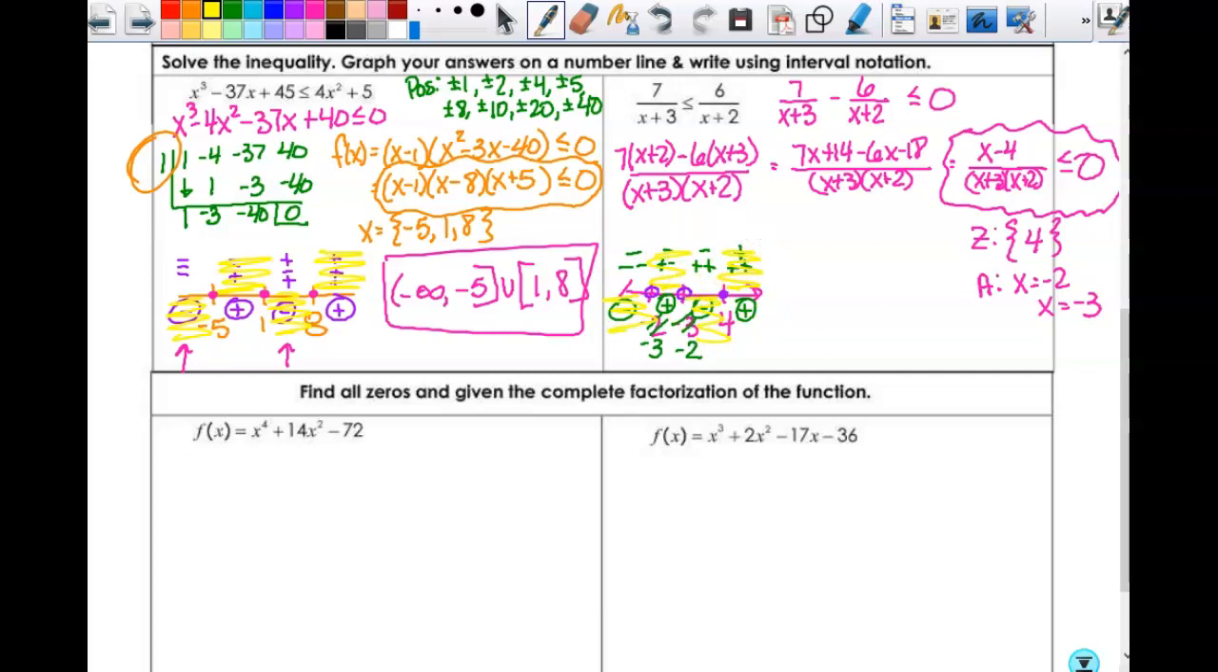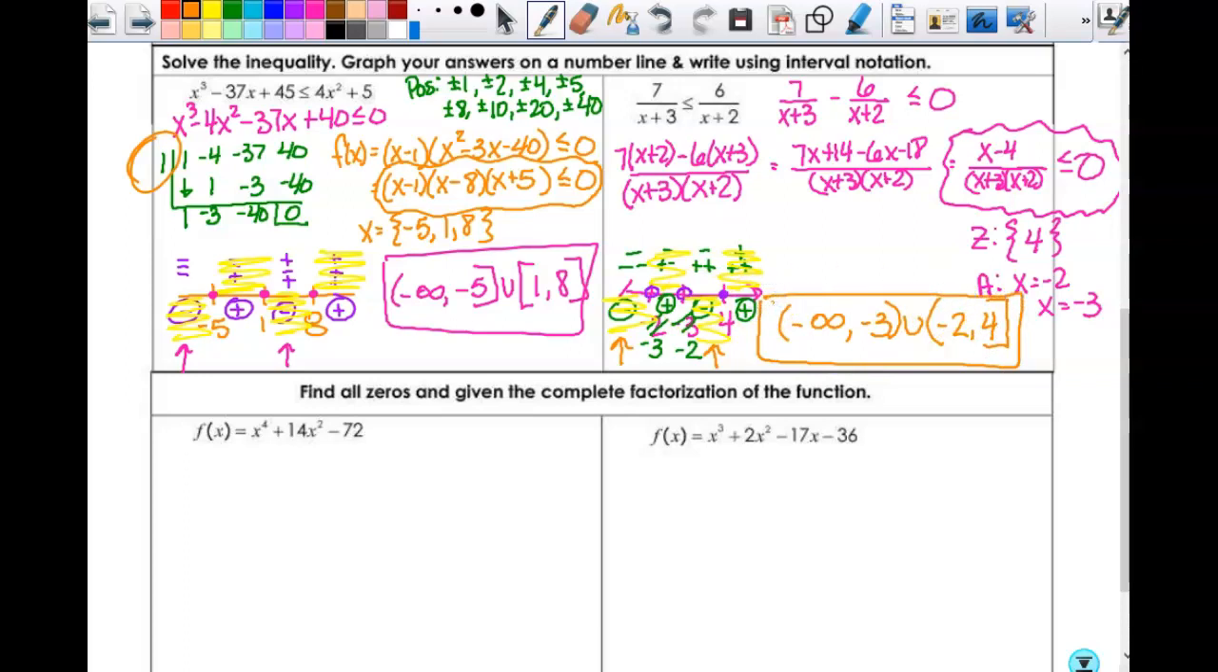And what I want, let's see, we want this to be less than or equal to 0. So again, we want the negative parts of this. So we can go from -infinity to -3. Now this is an open circle because it was an asymptote. So open, open. And then from -2 to 4. Okay, we do not include the -2 because it was an asymptote. We do include the 4 because it was a 0.